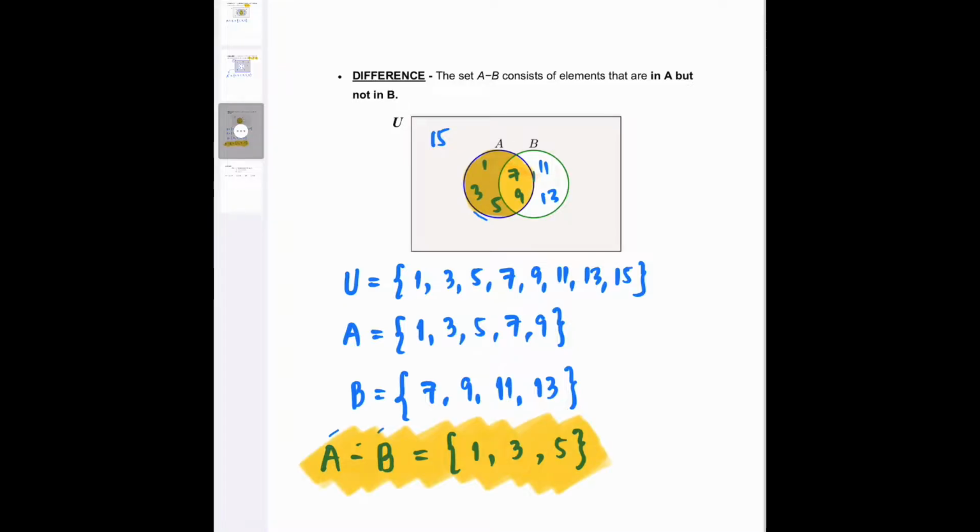We don't include 7 and 9 because, although they are in set A, 7 and 9 are also in set B. And by definition, A minus B consists of elements that are in A but not in B.